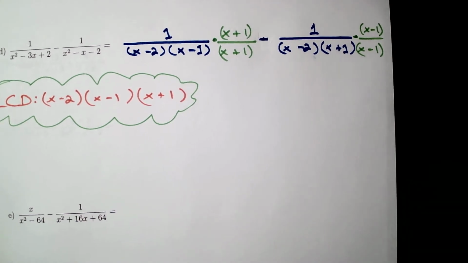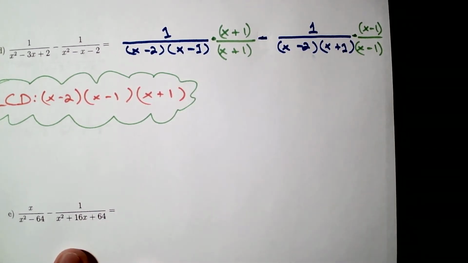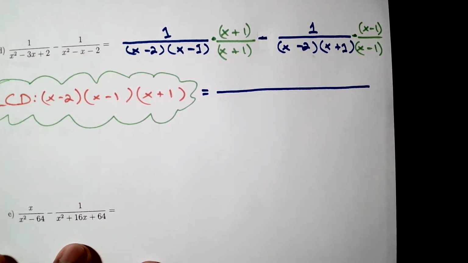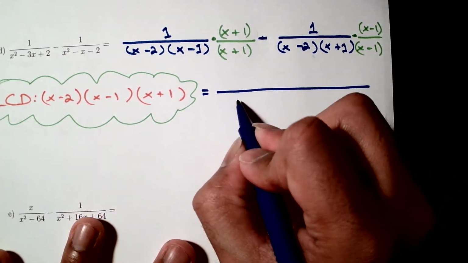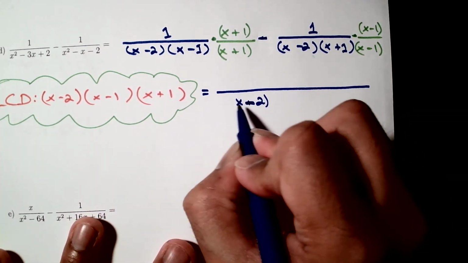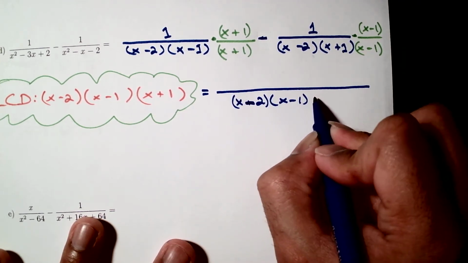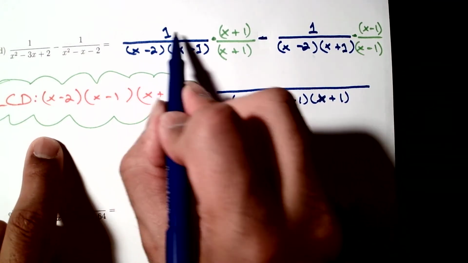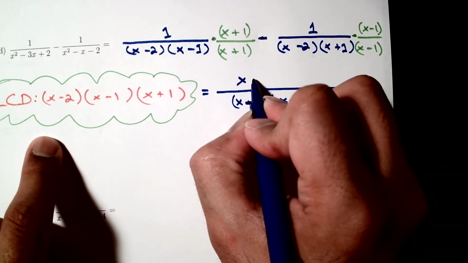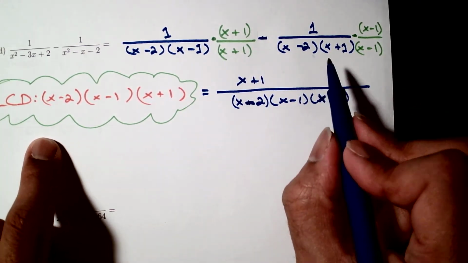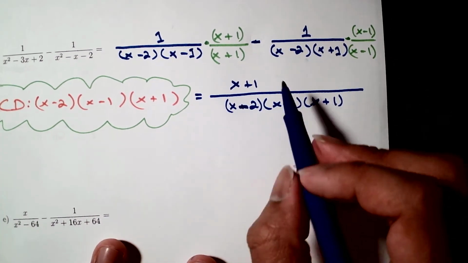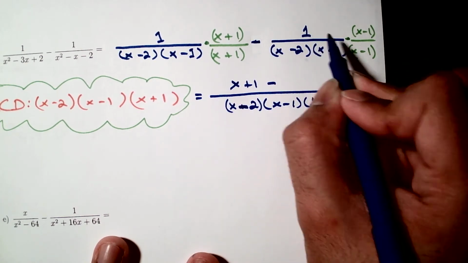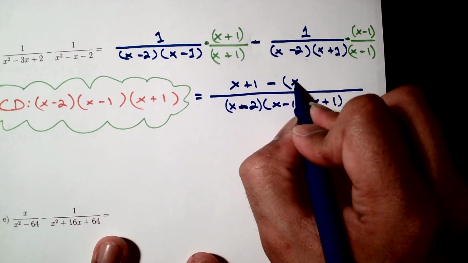Alright, so now that we have both fractions with the same denominator, all we do is write a big division symbol, write the LCD below, and 1 times x plus 1, which is simply x plus 1. No need to keep the parentheses. However, we need to keep parentheses for the second numerator because we have a negative sign in the front, and that's going to affect both terms in here.